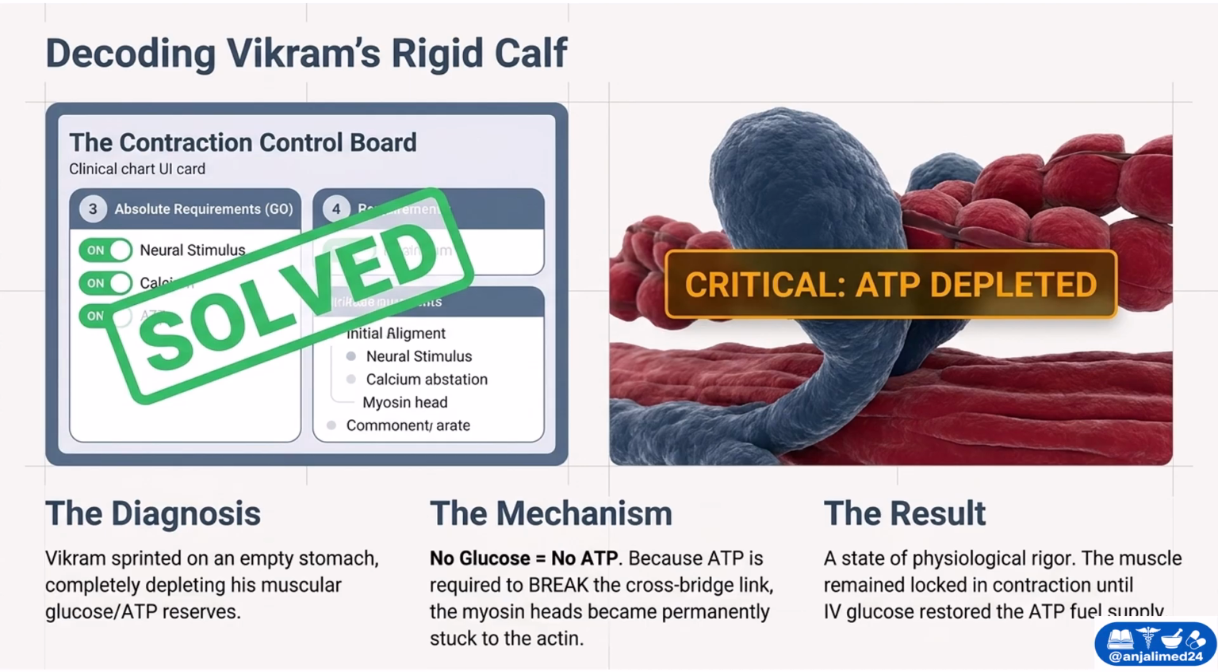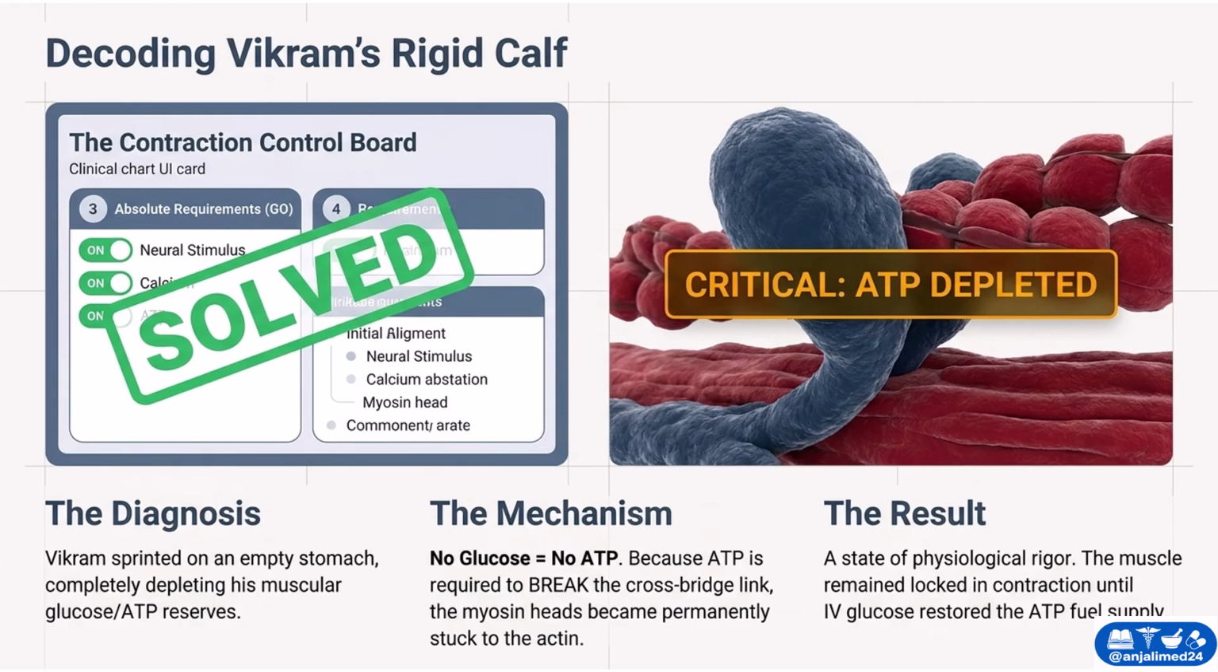Decoding Vikram's rigid calf. Now we return to Vikram's clinical case: the 19-year-old sprint athlete who suddenly developed a rigid calf muscle during a 400-meter race. At first glance, it may appear to be a simple muscle cramp. But when we apply the physiology we just learned, the real mechanism becomes very clear. This slide explains exactly why Vikram's muscle became locked in contraction.